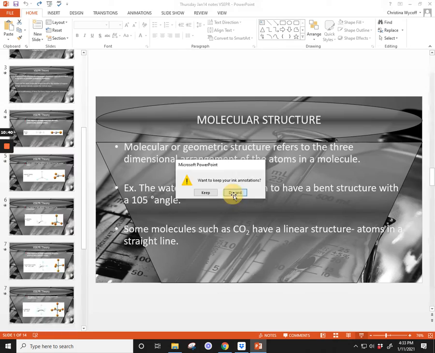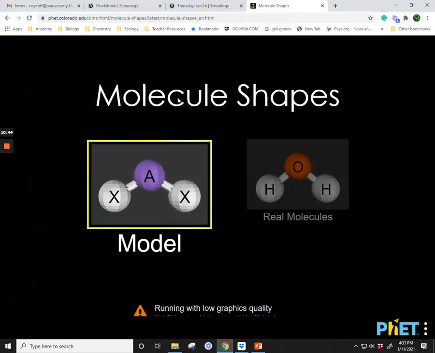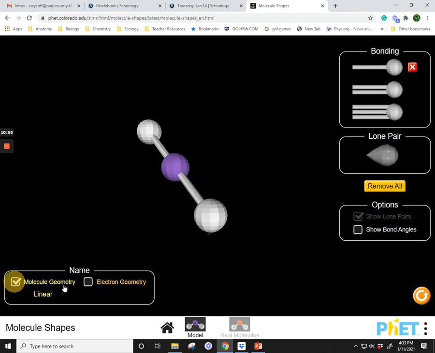Okay, so the other thing I want to show you is this handy dandy little website. And for some reason it says that my graphic quality isn't so great. I don't know why. I'm going to show you both the molecular and electron geometry. These little ball and stick means a bond and some atom. 2 bonds and some atom. 3 bonds and some atom. This little balloon with eyes means a lone pair. And we're going to show the bond angles.